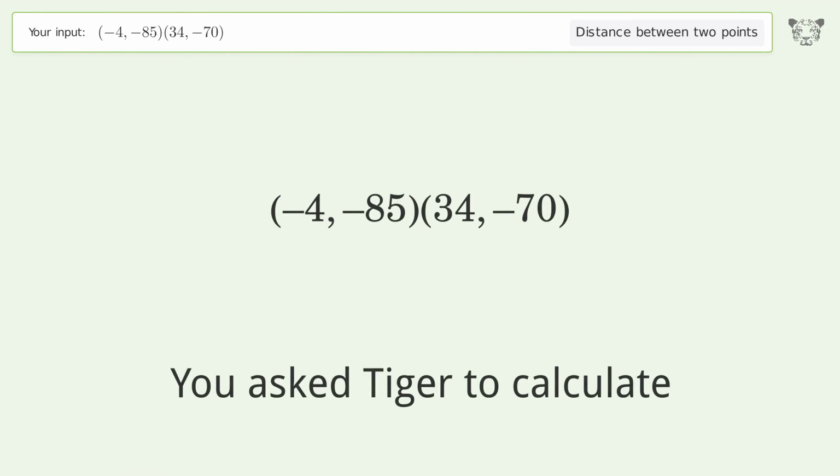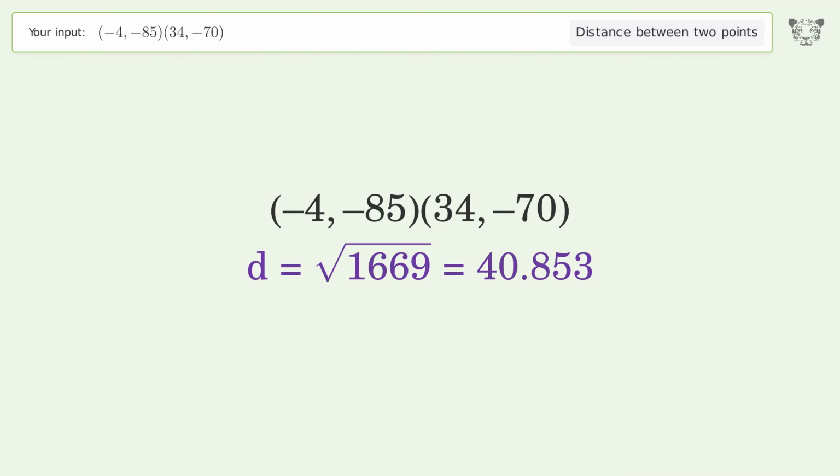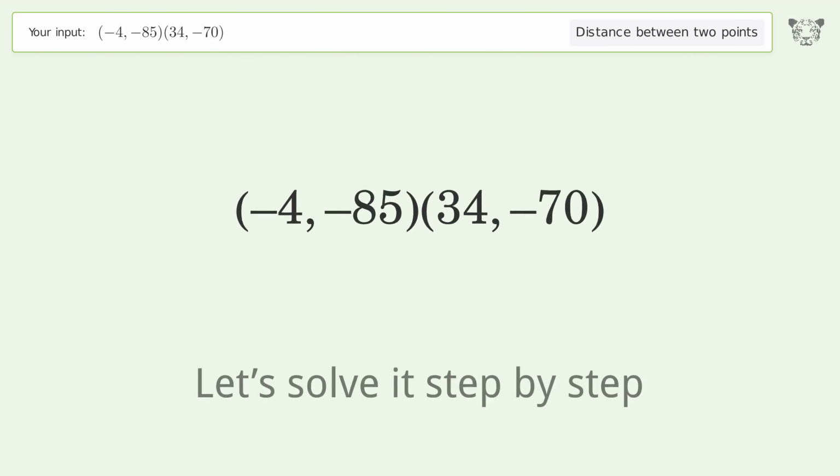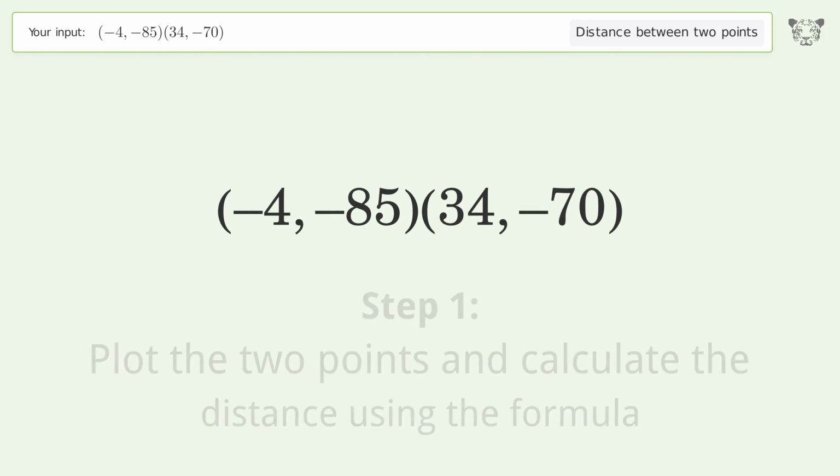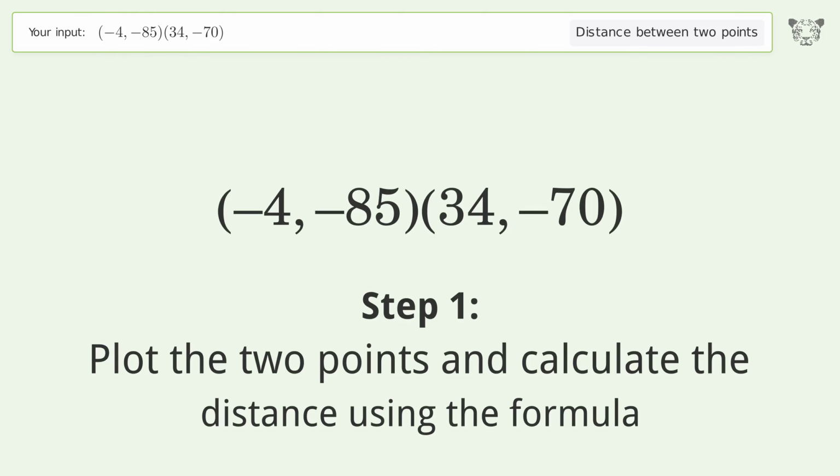You ask Tiger to calculate. This deals with the distance between 2 points. The distance between the 2 points is the square root of 1,669, or 40.853. Let's solve it step by step. Plot the 2 points and calculate the distance using the formula.